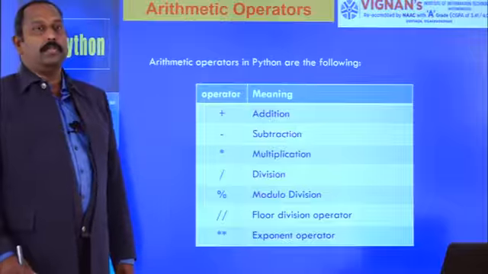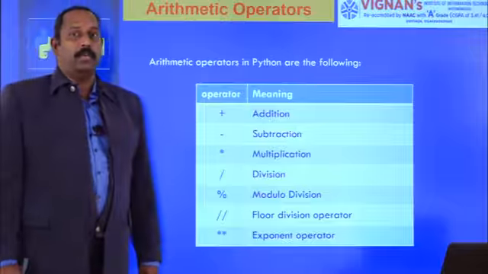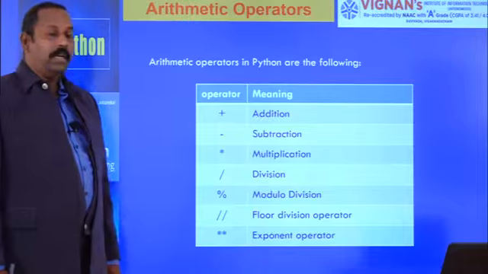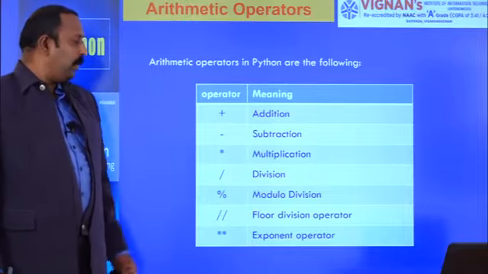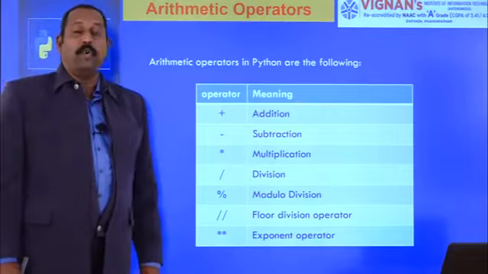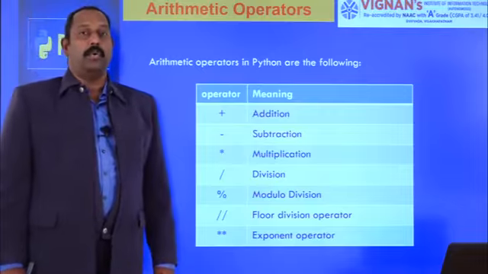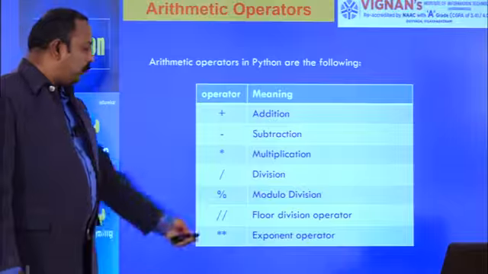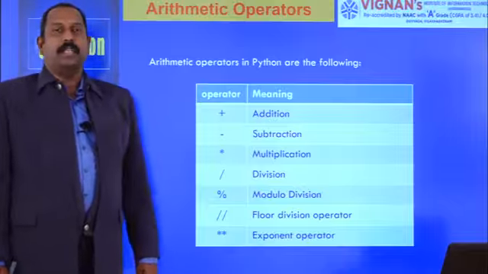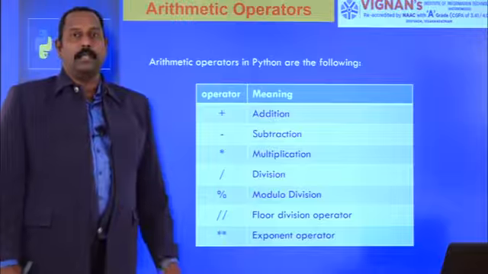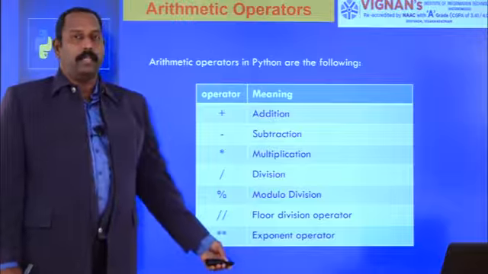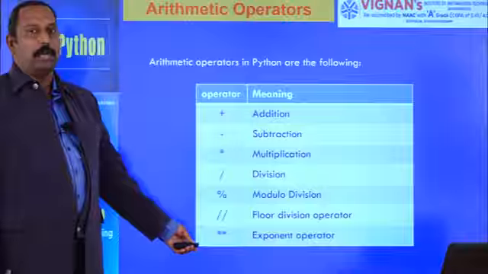It is used to get the remainder value. Next one is the double slash. It is a special symbol in arithmetic operators, called the floor division operator. Next one is the double star. It is the exponent operator, that is, the power operator, called double star in Python.